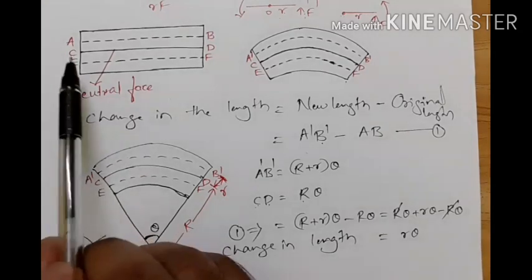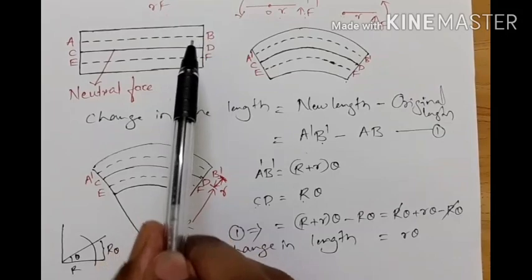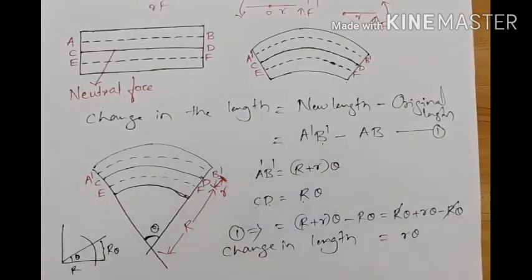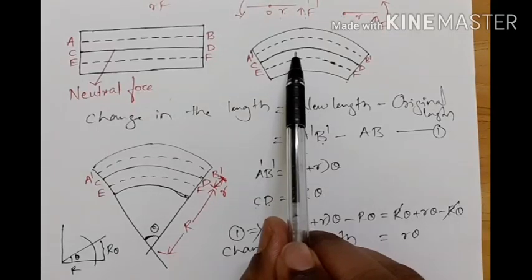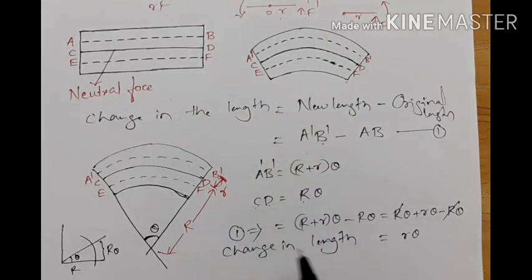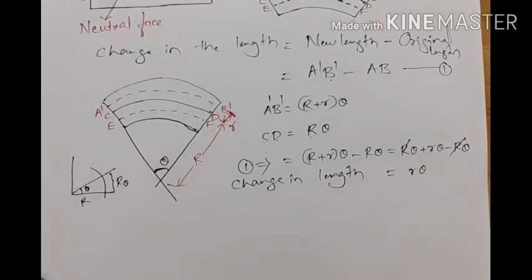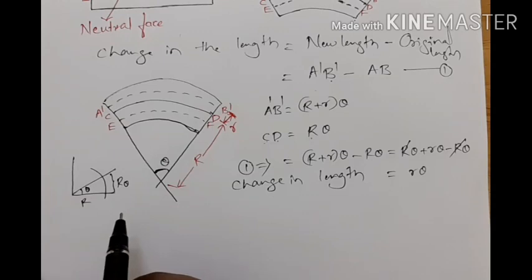AB is the original length and A dash B dash is the length after the bending. So this is the change in the length. Once we find the change in the length, we can find out what is strain or longitudinal strain. Let us find out the longitudinal strain.